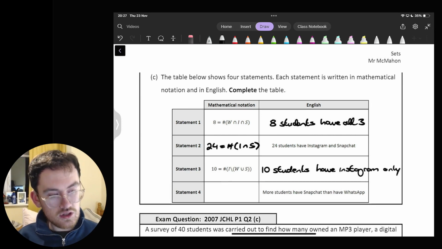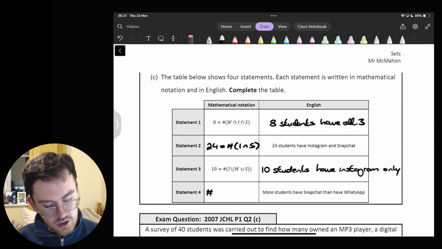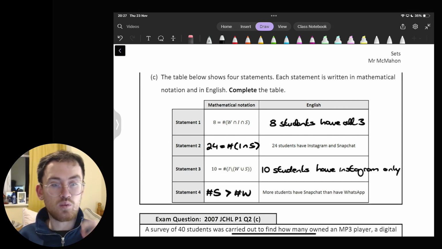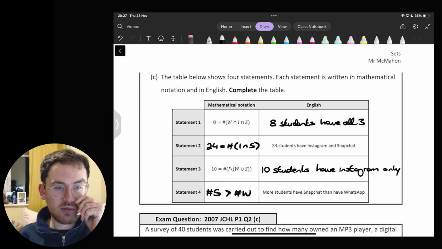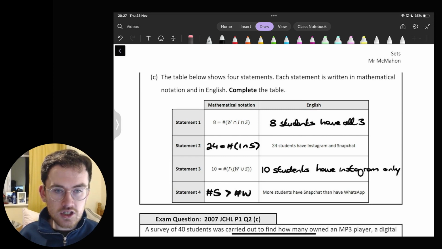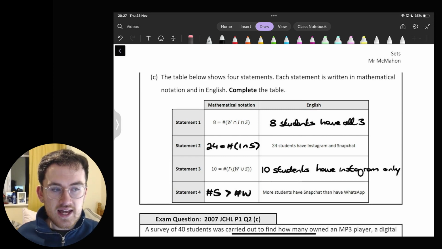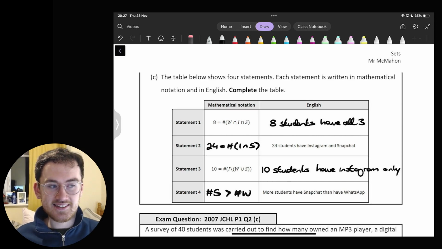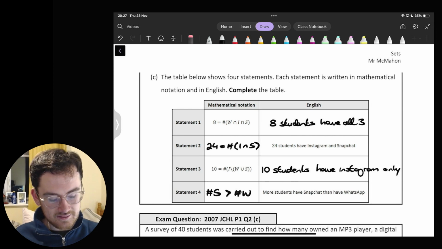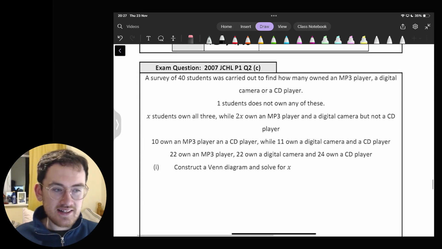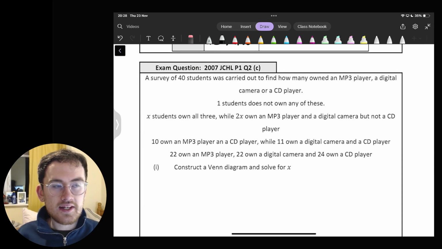And more students have Snapchat than have WhatsApp. So the number of students who have Snapchat is bigger than the number of students who have WhatsApp. You can see how important it is to really know that notation inside out. It's not enough to just know the different sets and how to answer those. You also have to really know the notation, because they don't come up separately. We have to know every little part of it. So let's keep going and look at another question.